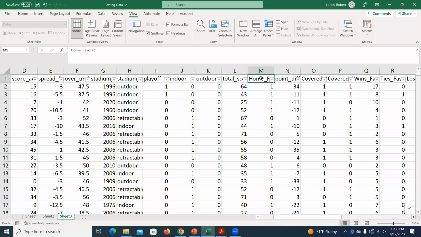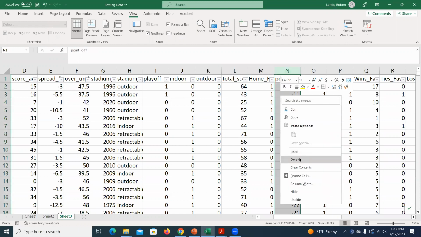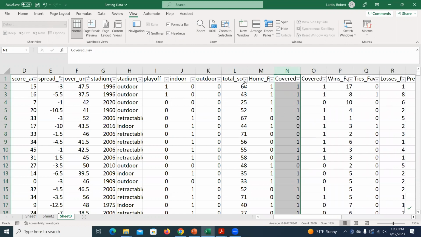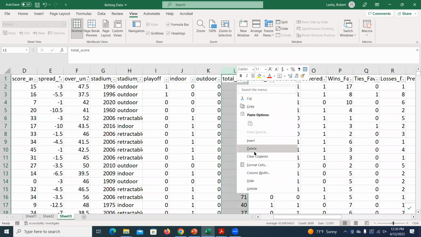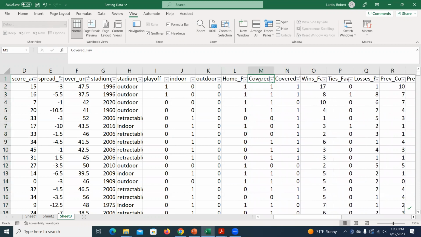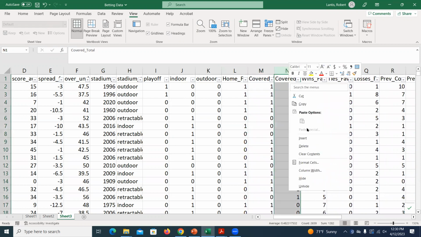So I don't really need to include this point differential. I don't really need the total score. I'm interested in, did the favorite cover? I'm not interested in the total points of the game.